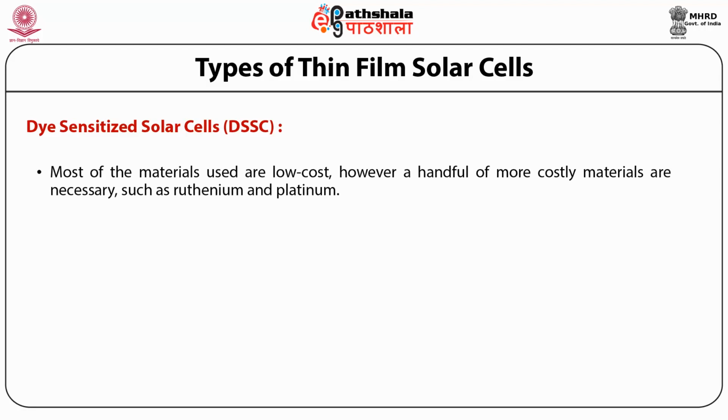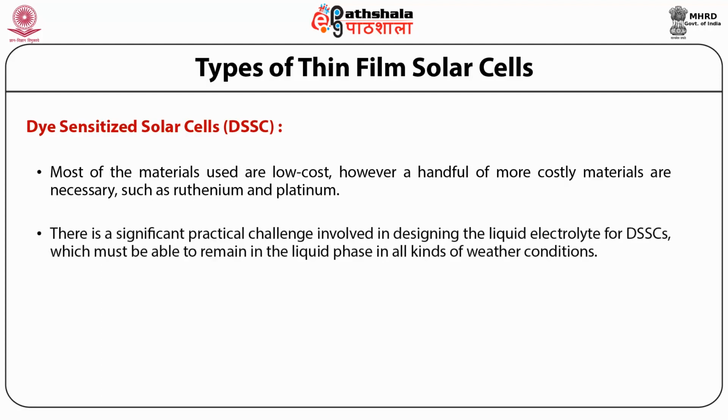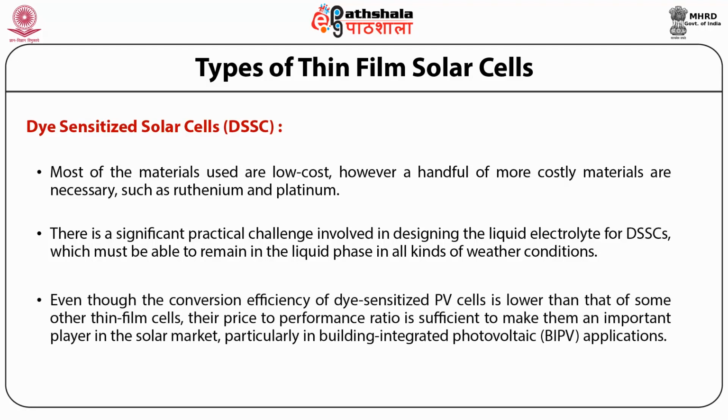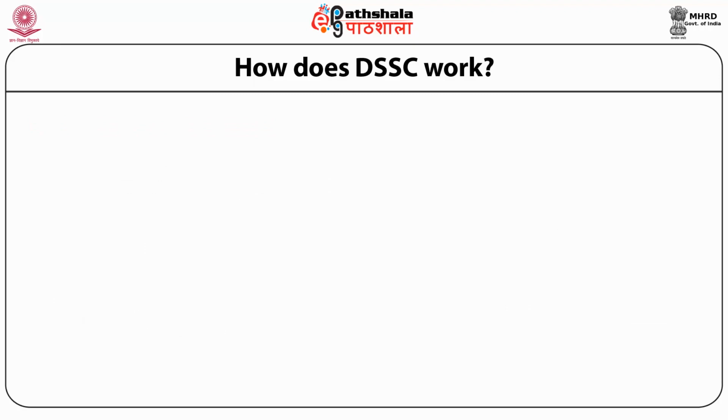However, a handful of more costly materials are necessary, such as ruthenium and platinum. There is a significant practical challenge involved in designing the liquid electrolyte for DSSCs, which must be able to remain in the liquid phase in all kinds of weather conditions. Even though the conversion efficiency of dye-sensitized photovoltaic cells is lower than that of some other thin film cells, their price to performance ratio is sufficient to make them an important player in the solar market, particularly in building integrated photovoltaic applications. Now let us discuss how DSSC work.